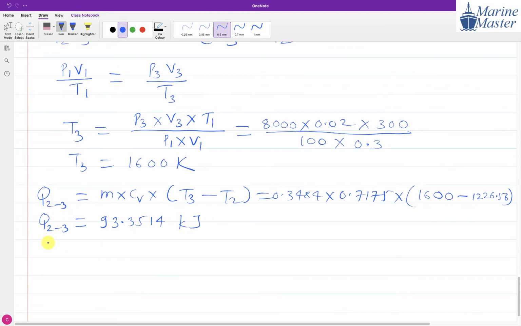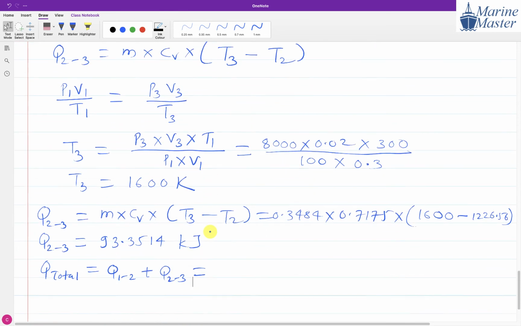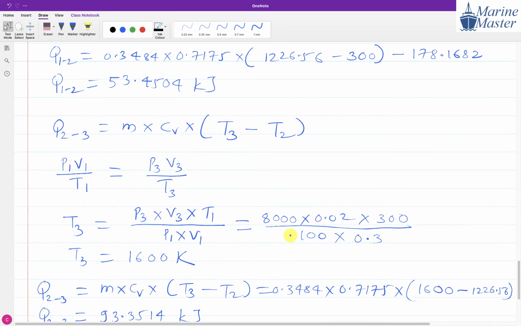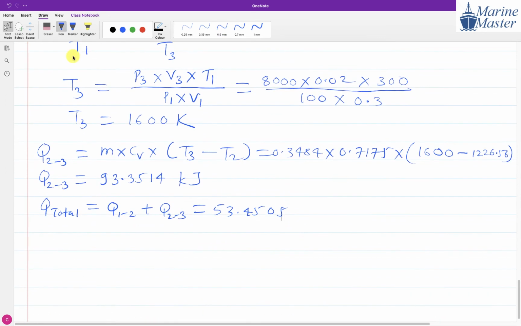And we got Q223. So Q total will be Q122 plus Q223. Q122 we calculated as 53.4504. So 53.4504 plus 93.3514, and we will get Q total. Always try to do the calculation with me.